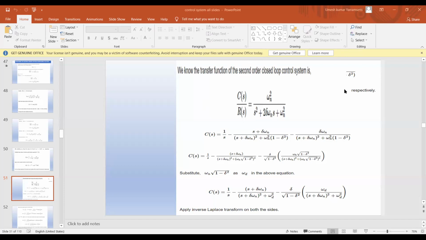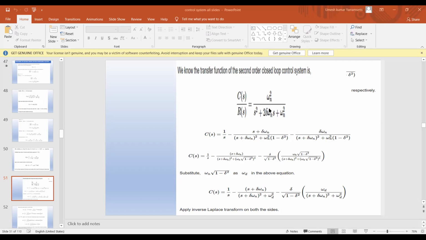In the last video, we discussed the second order system and derived different conditions and different types of roots based on the value of delta in this characteristic equation. This delta is the damping coefficient. Based on this value of delta, we can have different types of responses.